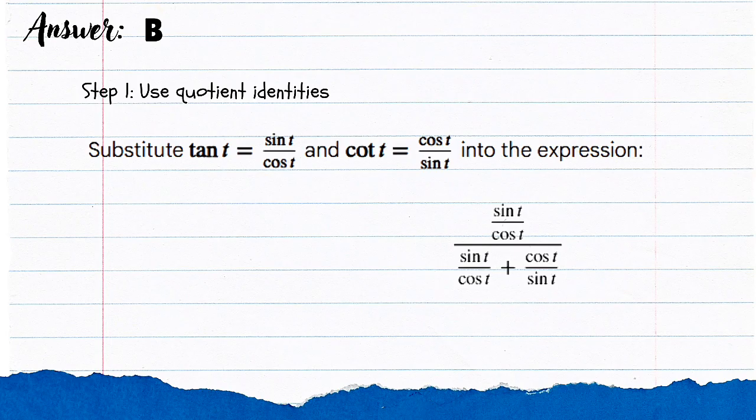Step 1, use quotient identities. Substitute tangent t equals sine t over cosine t and cotangent t, which is cosine t over sine t, into the expression. So, sine t over cosine t over sine t over cosine t plus cosine t over sine t.